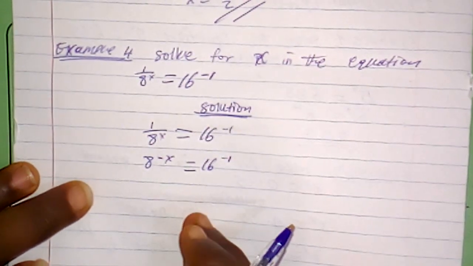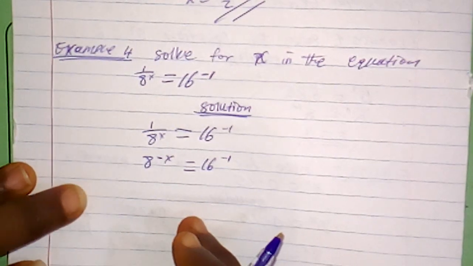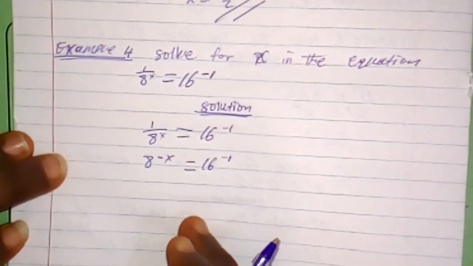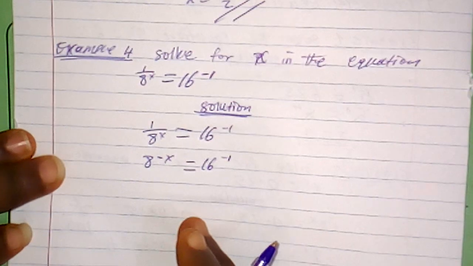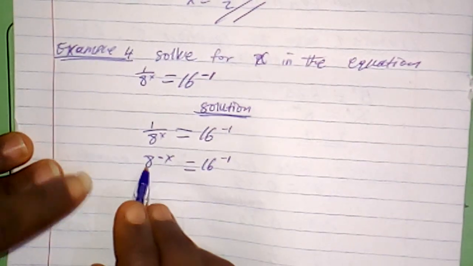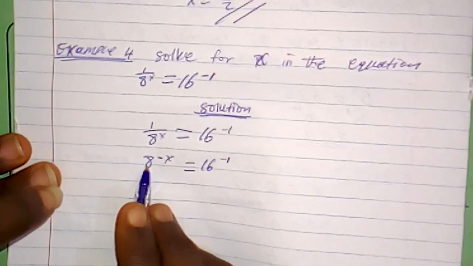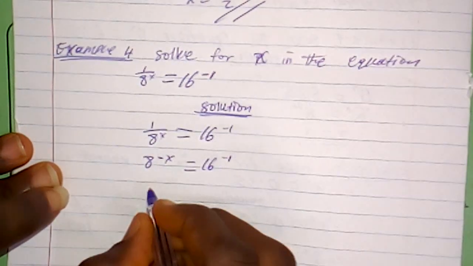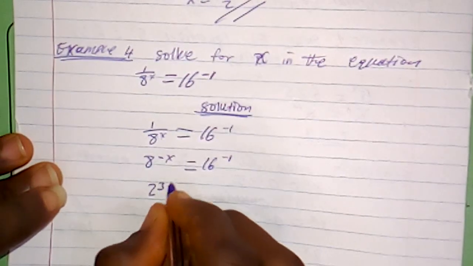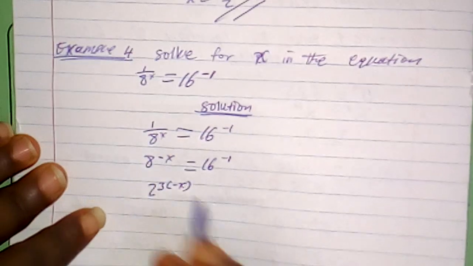What is the next step? We should simplify after we have removed the fraction. We should simplify the bases. What are the bases? 8 and 16. Now how can we simplify 8? We can simplify 8 into 2 raised to the power 3, bracket minus x. You see, 2 raised to the power 3 gives you 8, right?